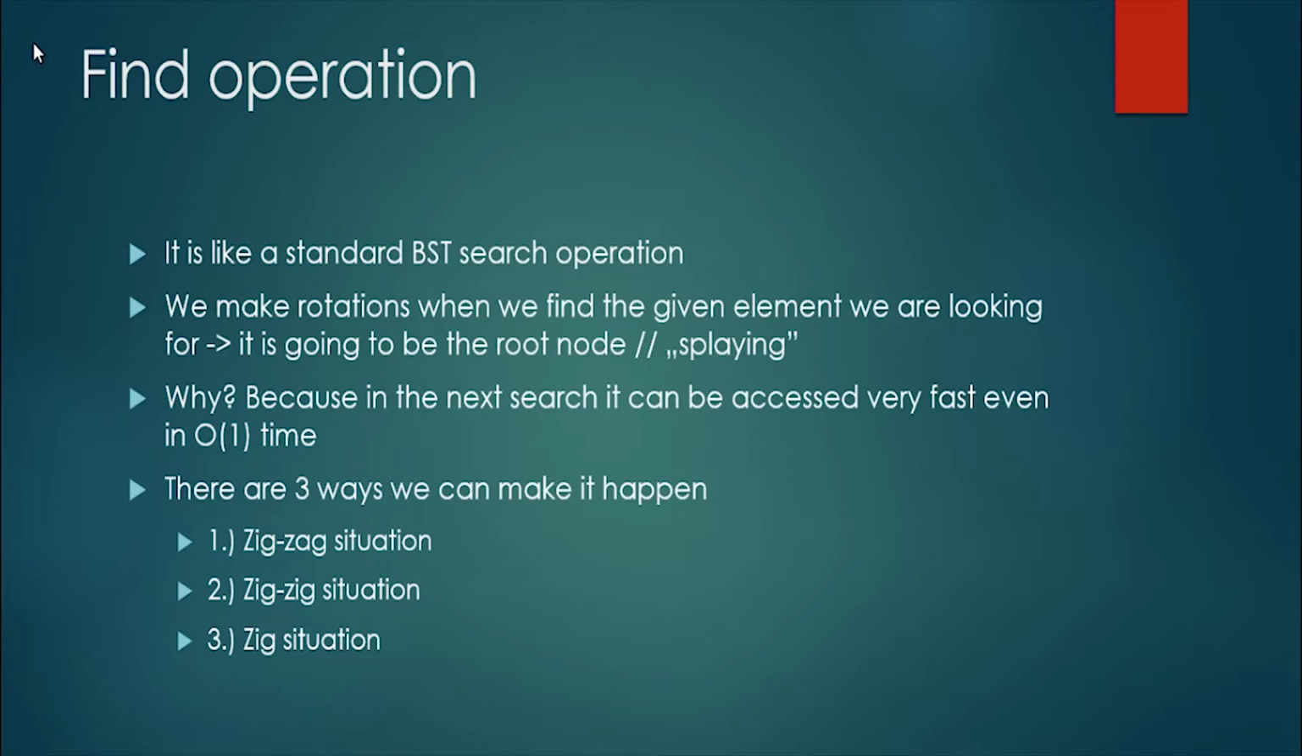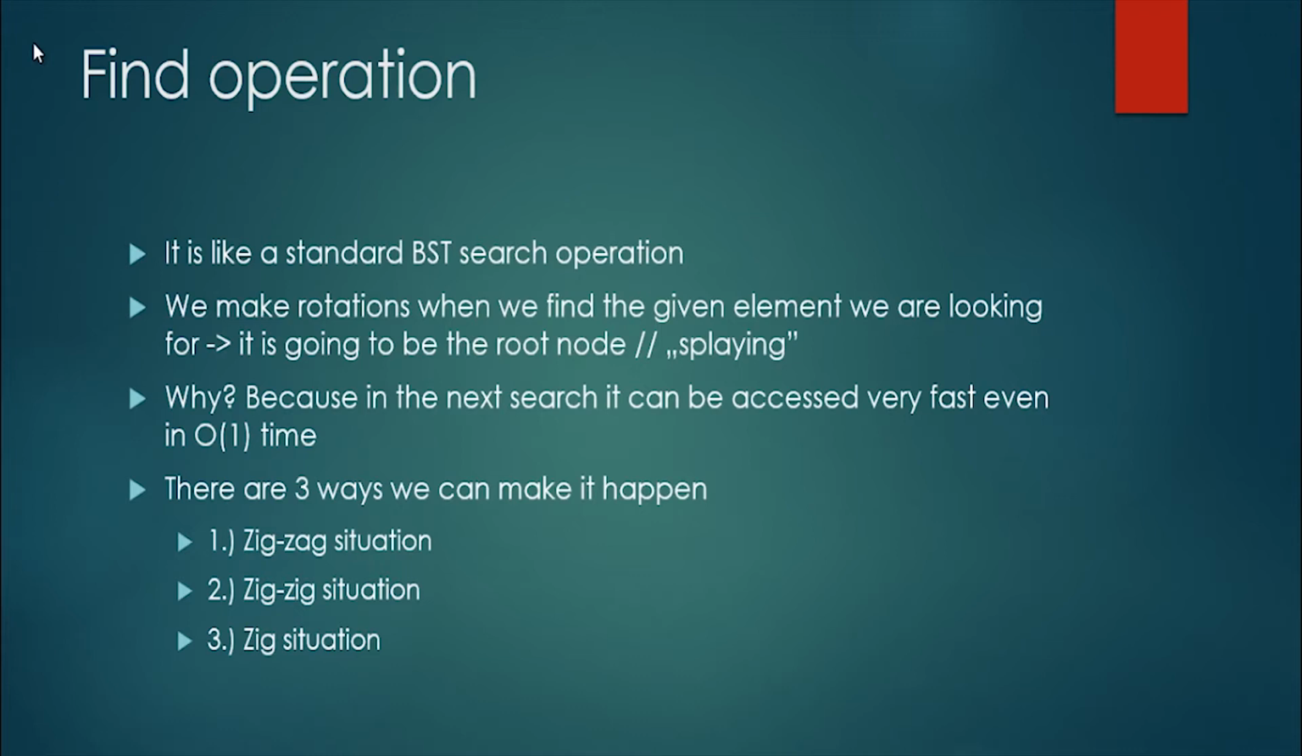And why is it good? Why are we bothering about it? Because in the next search it can be accessed very fast, even in constant time complexity. Because with the help of splaying, the new root will be this node. And if we start each operation at the root node, that will be the one we are looking for. So this is why it's very important for Splay trees that every item we have searched for is going to be the root, because of the splaying method.